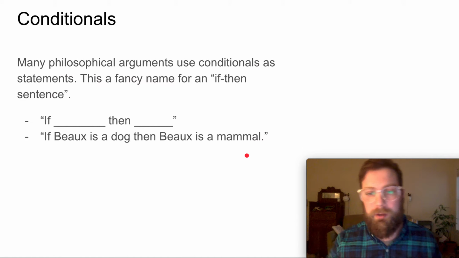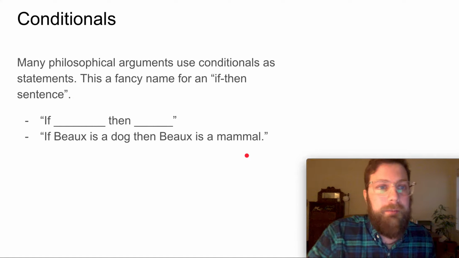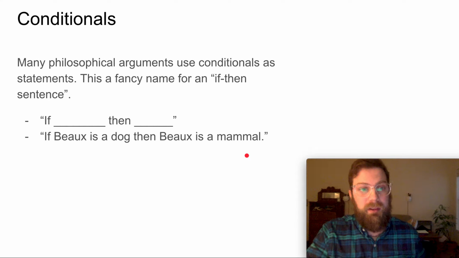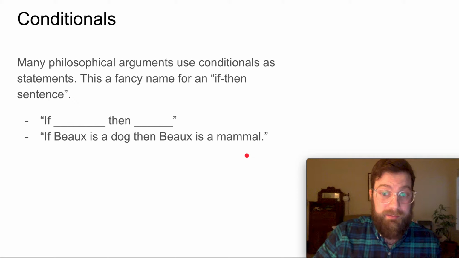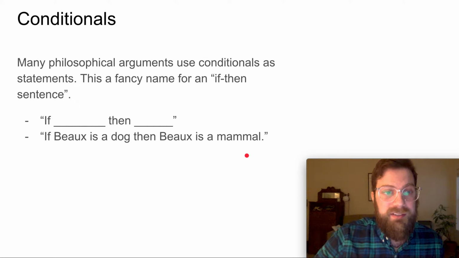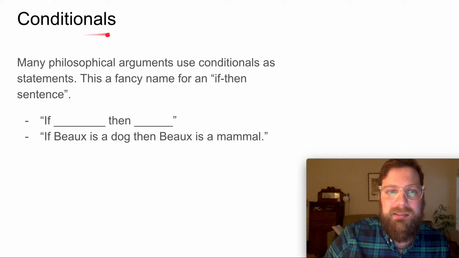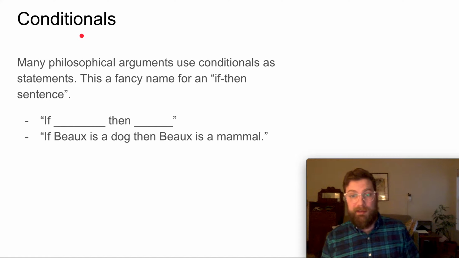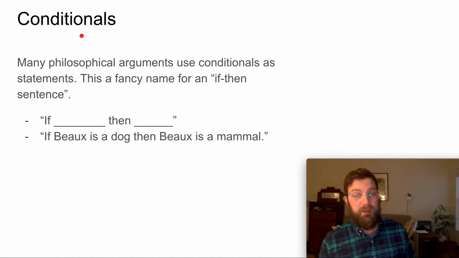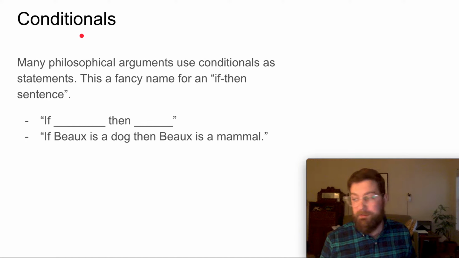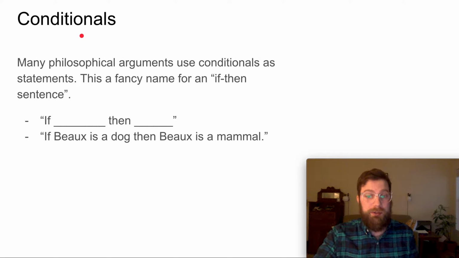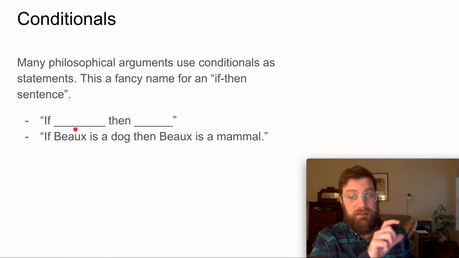Let's move on to a new concept for today. So conditionals. Many philosophical arguments use these kinds of statements, and what we're doing with a conditional is what philosophers like to call creating a compound sentence, right? So for instance, I can take a small sentence and then I can use a logical connective. So a conditional is one kind of logical connective. You can also use things like and or, right?